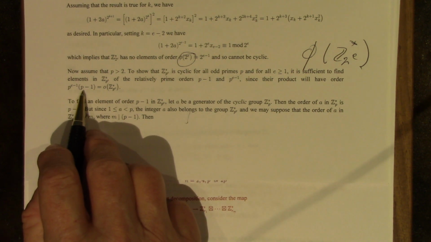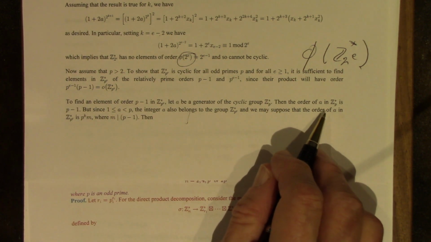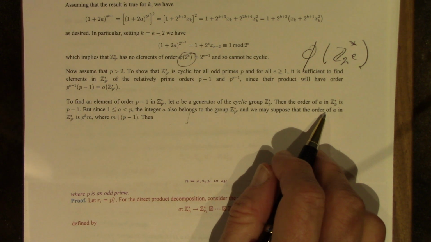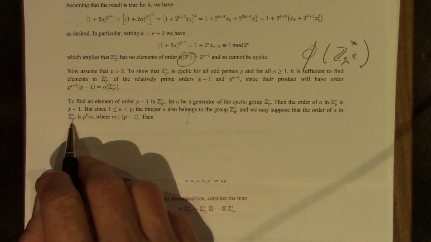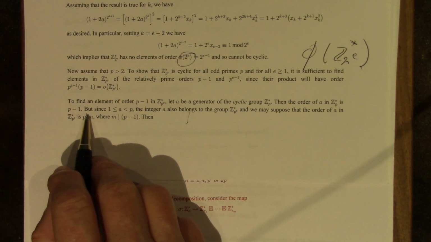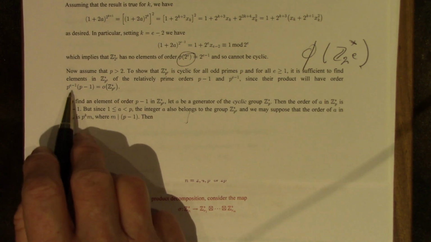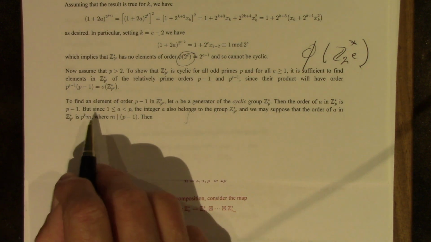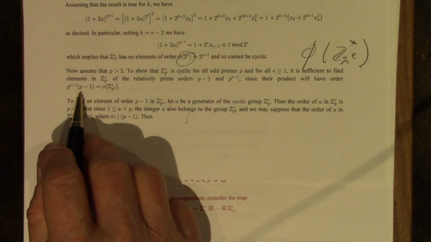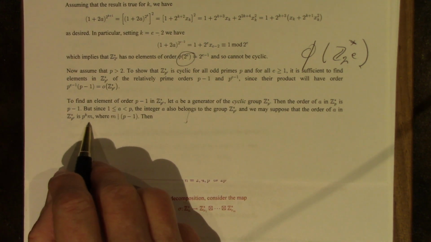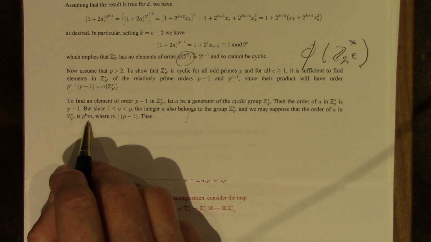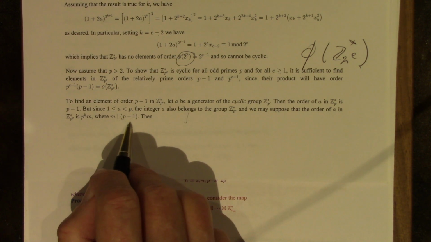So the order of a as an element of the bigger group has the form p to the k times m, some power of p, where k is less than or equal to e minus 1, and m divides p minus 1. So this must be the order of a as an element of the bigger group. m divides p minus 1.